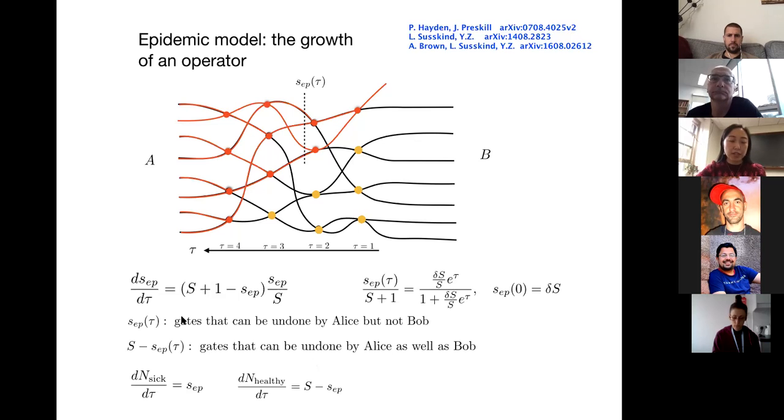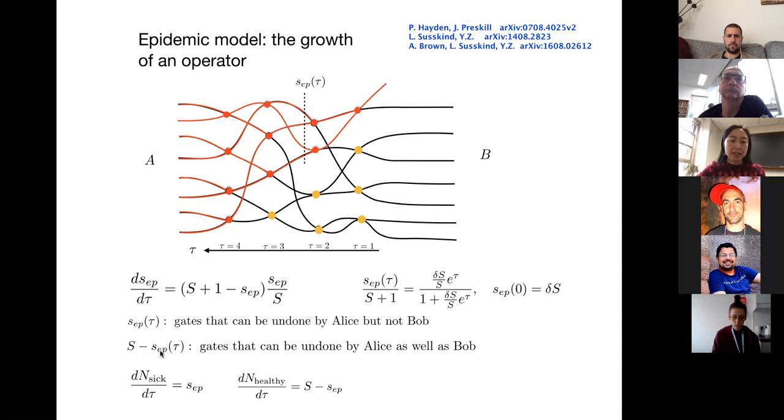I want to draw your attention that in each time step, if we pair them up into S/2 pairs, then actually S/2 gates are applied. But to simplify the algebra, let's count each gate as 2. So in each time step, S gates are applied. And among them, S_EP of tau, this size, these gates involve those sick qubits. They can be undone by Alice, but they cannot be undone by Bob. Why? Because Bob doesn't have access to this extra qubit.